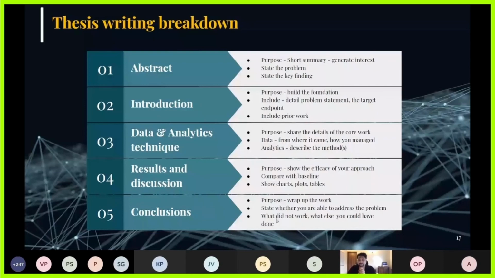Finally comes the conclusion part of your thesis, and this is all about wrapping up your work. Here you will say how you were able to address the user's problem with which we started, what did not work, what else you could have done, what can be future work, etc.